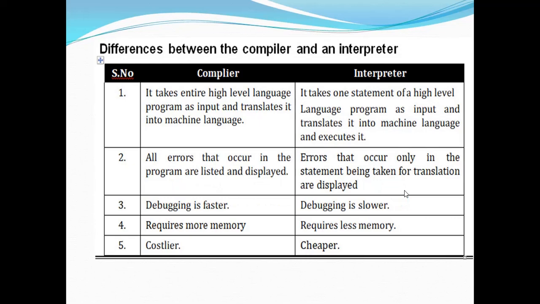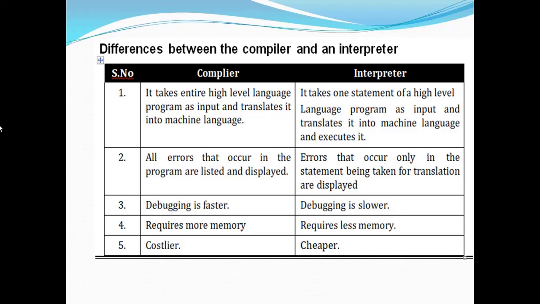Let us see the differences between compiler and interpreter. So the compiler takes the entire high level language program as input and translates it into machine language. It takes the total program and then it converts it into machine language, which is its object program.